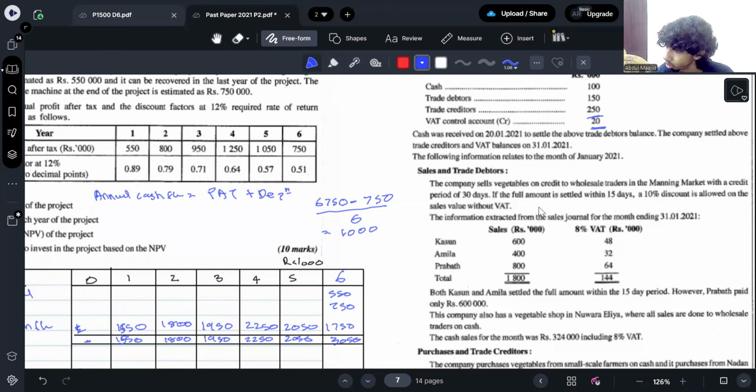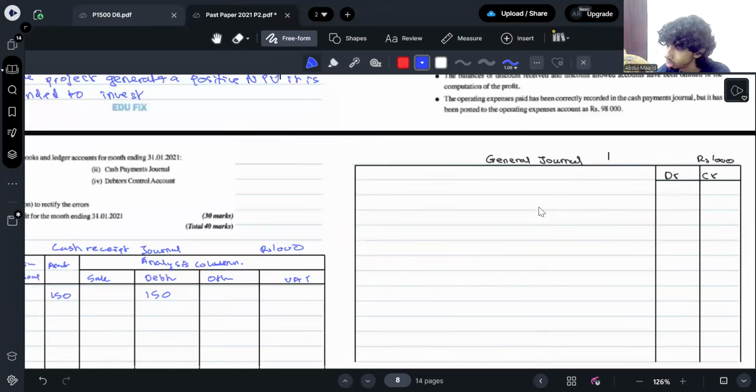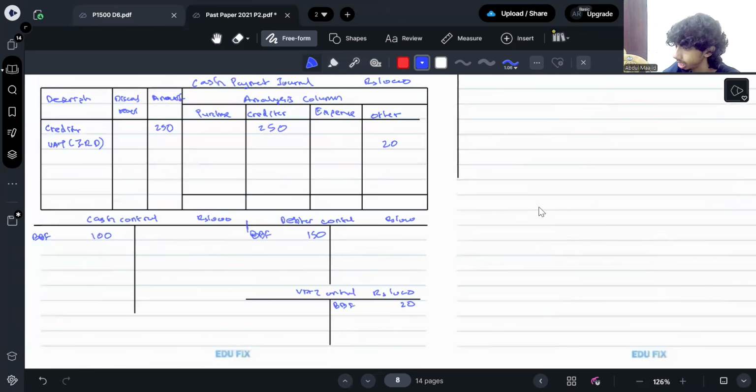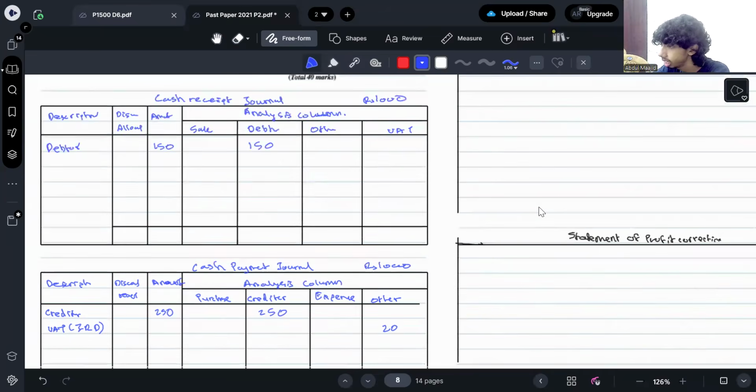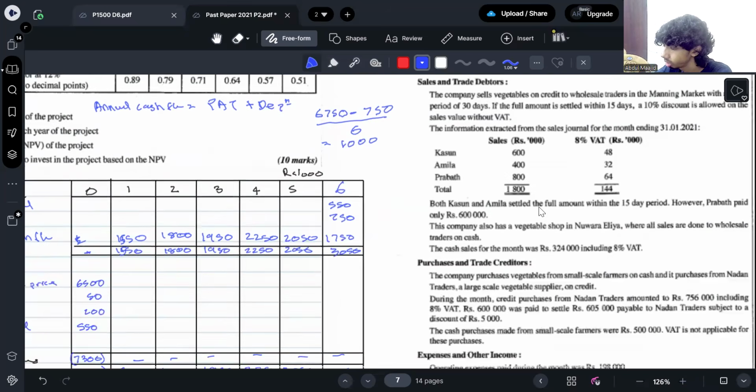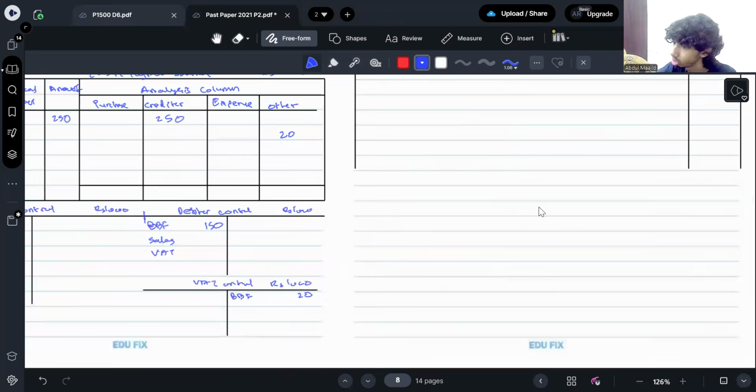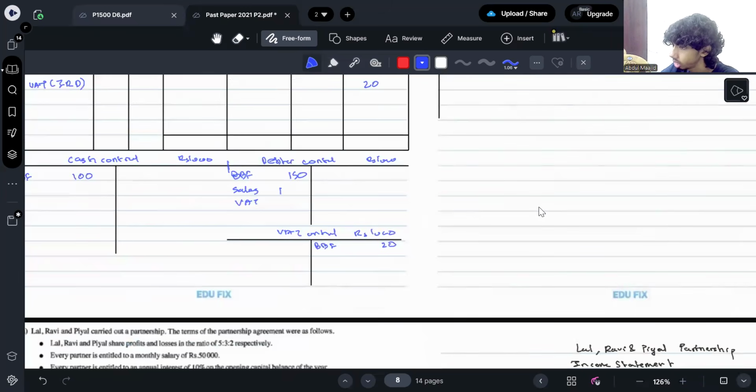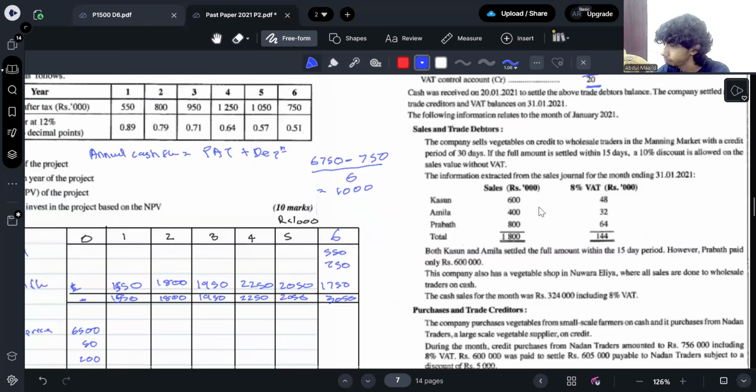The credit sale amount is 1,800. The VAT in that is 144. Now you have to put this to the debtors account. So debtors account, you are going to say sales and VAT. Sale amount is 1,800. The 8% VAT included in that 144. Then next what is happening?